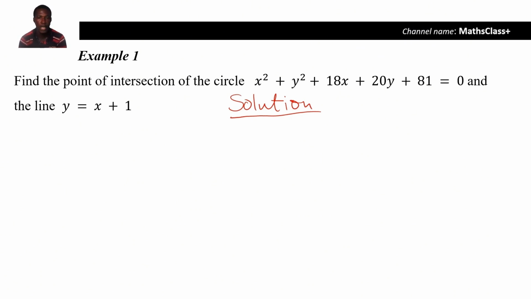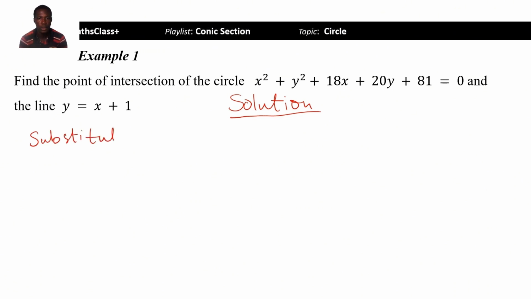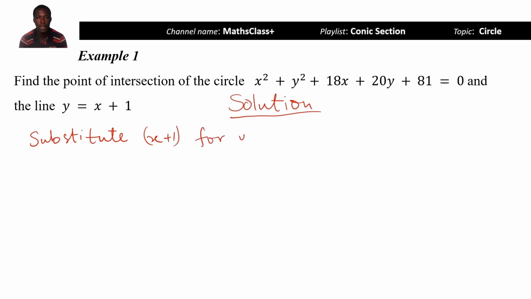Always when you have two simultaneous equations where one is linear and the other is polynomial, it is advisable that you substitute the linear one into the polynomial equation. So here we will substitute x plus 1 for y in the equation of the circle given.